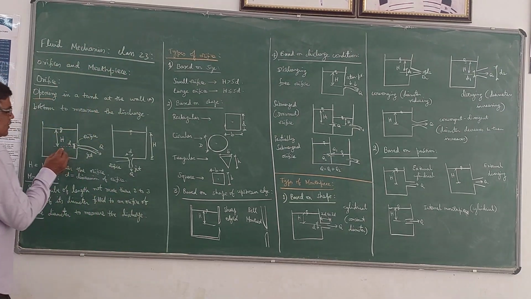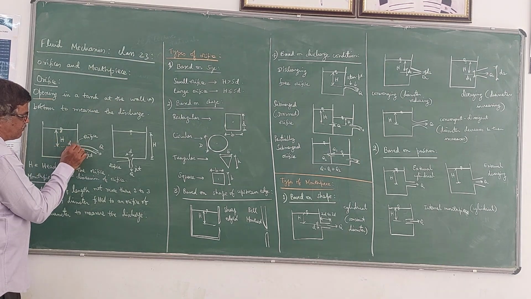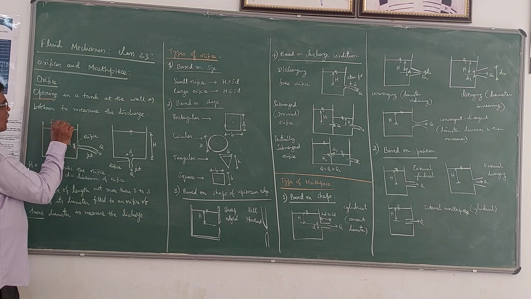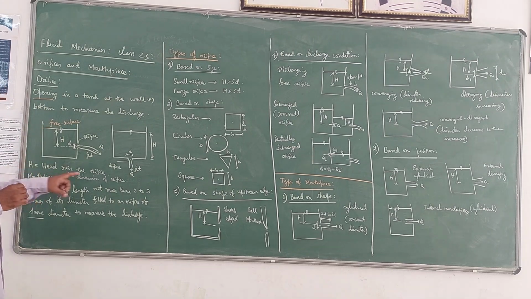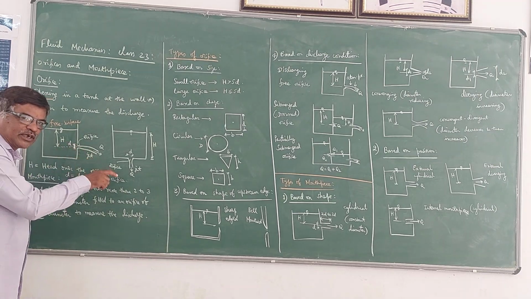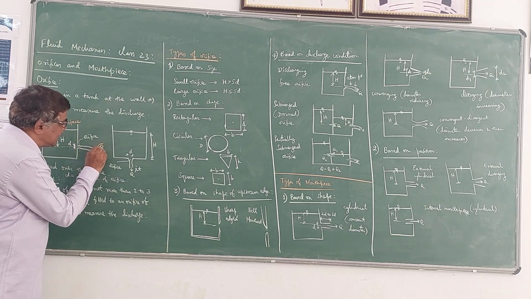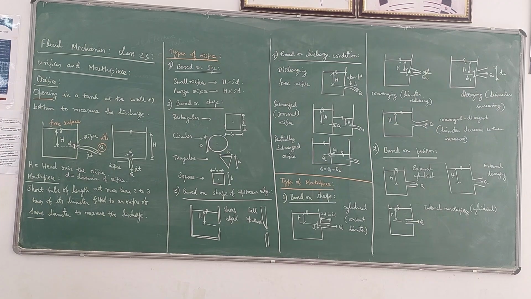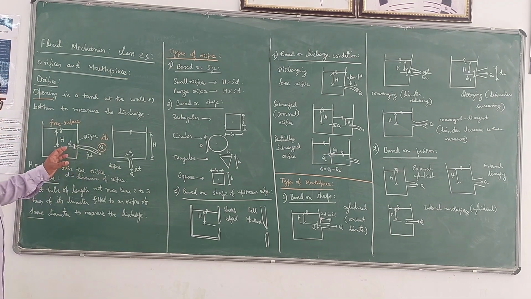So here, the depth of water from the center of this opening to the free surface is called h, or head over the orifice. D is the dimension of the orifice. Water emerges out through the opening from the tank in the form of a jet, and Q is the discharge or the rate of flow, which is measured in meter cube per second or liters per second. So the main aim is to get the expression for this Q in terms of D and h.